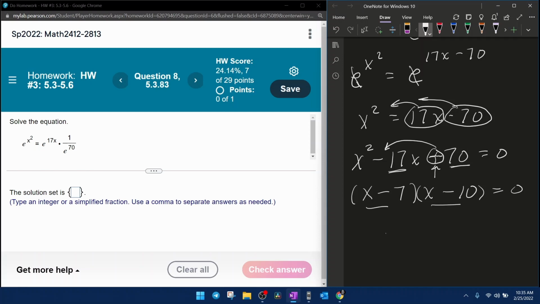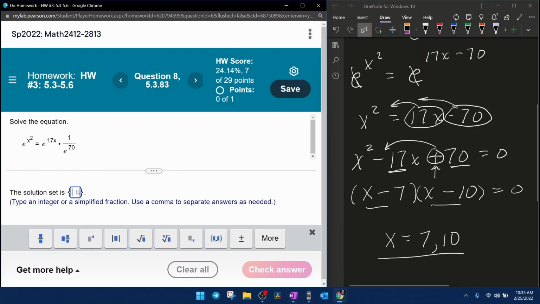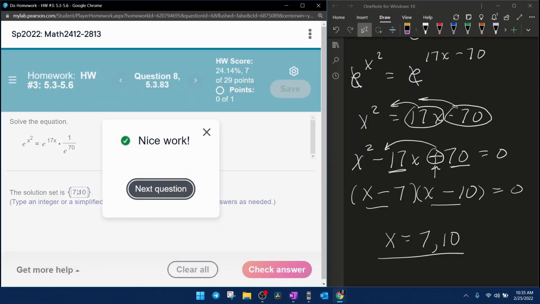Setting each factor equal to 0 and solving, the negative 7 and negative 10 would become positive when you move them over. You can show that step if you need to. And here again we have two solutions. So checking in MyLab Math to see if we're right. Bam! And we're done.